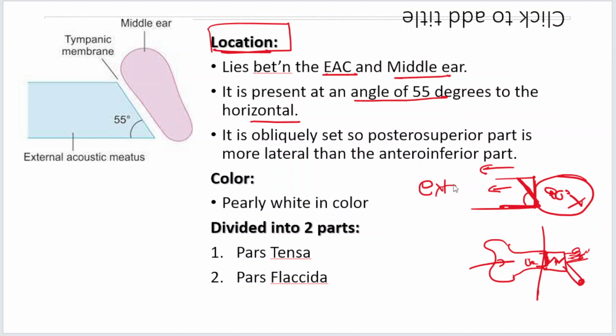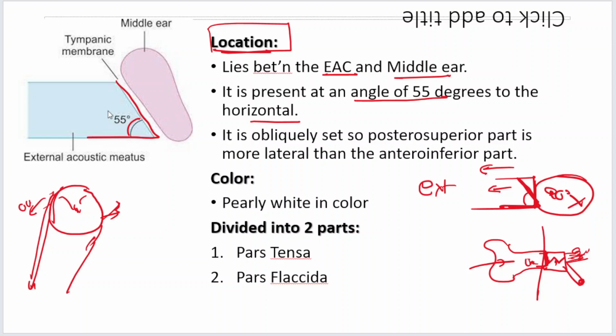When it slants laterally, when you see the tympanic membrane like this, this is the anterior-inferior part. The anterior-inferior part is more medial compared to the posterior-superior part. So the posterior-superior part of the tympanic membrane is closer laterally than the anterior-inferior part. That is what it means when it is at 55 degrees to the horizontal. It is slanted.